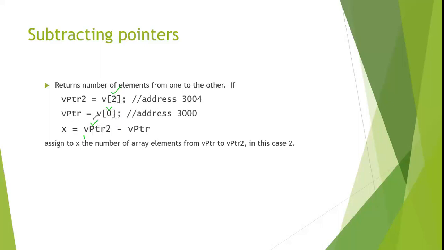So, if this is V2, that means this is index 2 and this is index 0. So how many elements will be there from 2 to 0? If I write 2 minus 0, the number of elements will be 2. Okay. So it's written over here, assign to X the number of array elements from PTR to PTR2. In this case, it is 2.